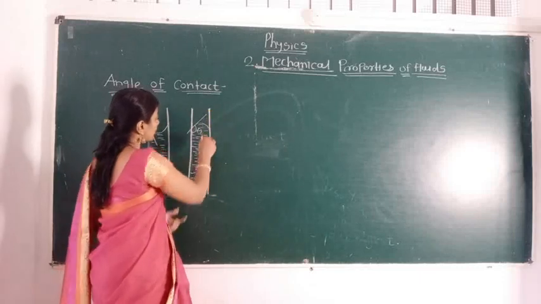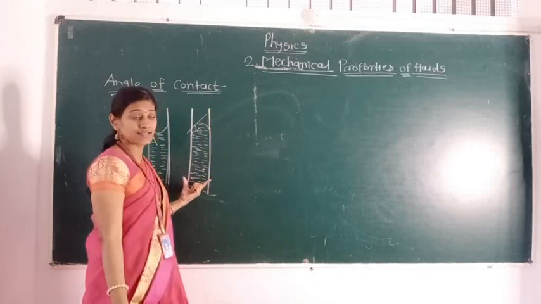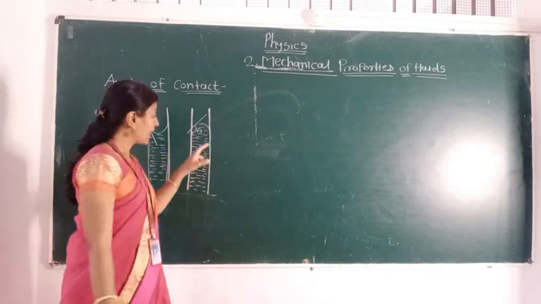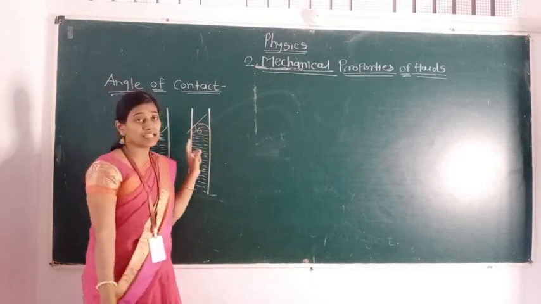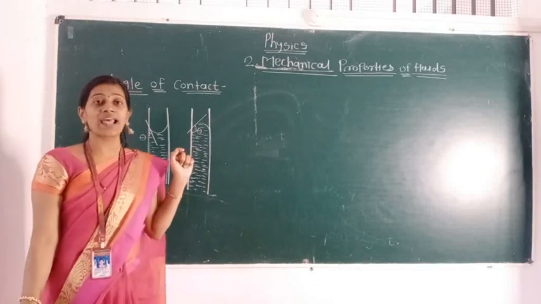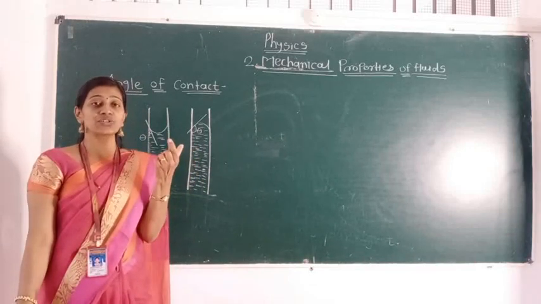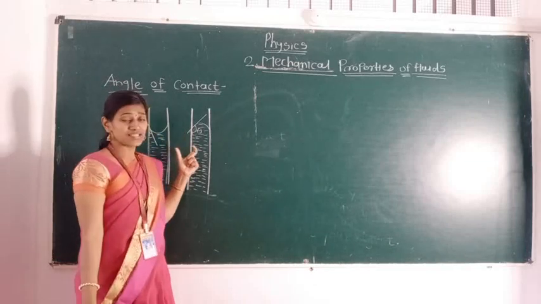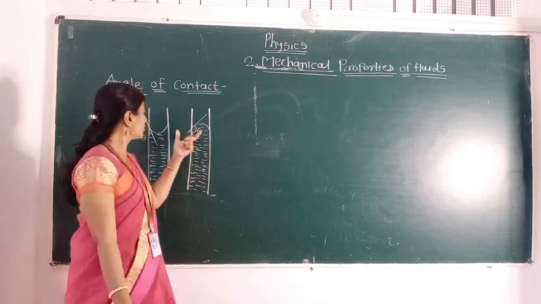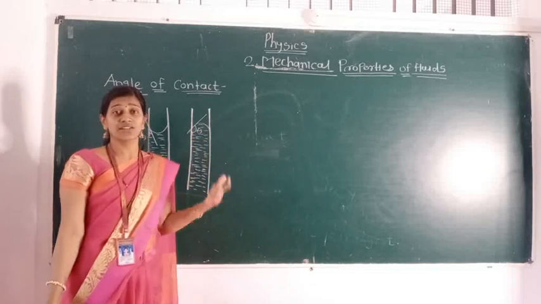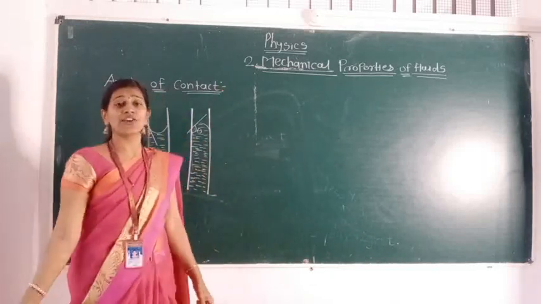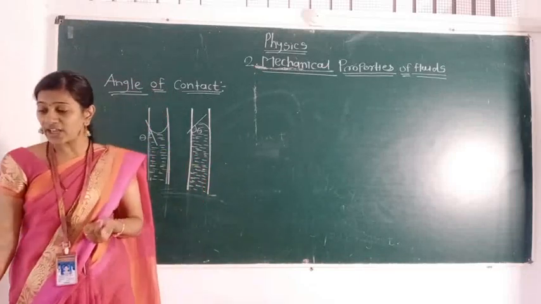We can see here one container is present, glass, a solid. In that container two different types of liquids are present. At the point of contact, the liquid surface will not remain as it is. The liquid surface becomes curved. So we are getting different menisci. Now in this lecture we are going to see the definition of the angle of contact. What is the definition of the angle of contact?